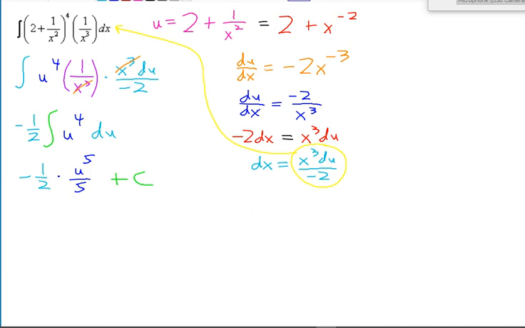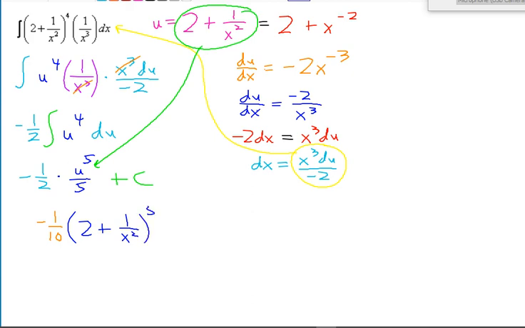And again, you can just substitute in. Sometimes if you've got a more complicated expression for u, I'm going to pull this negative 1/10 out in front. And then substitute the u back in, which in this case was 2 plus 1 over x squared. Substitute that back in for u. So it'll be negative 1/10 and 2 plus 1 over x squared to the 5th plus our unknown constant c. So again, that would be the antiderivative or indefinite integral.